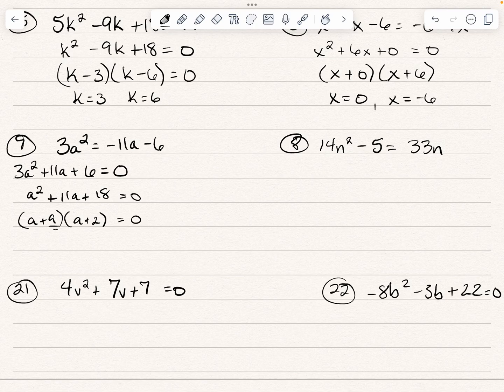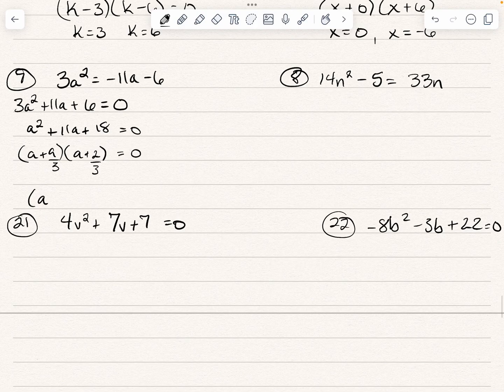Okay, now because I multiplied by 3, I've got to divide by 3 here at the end. So this one is a plus 3, and this one is 3a plus 2 equals 0. My factors are a equals negative 3. And from this one, a equals negative 2/3.